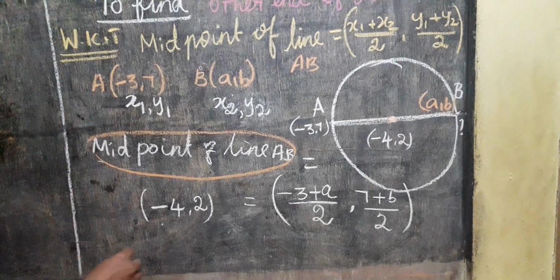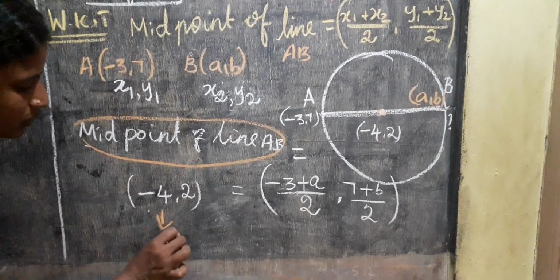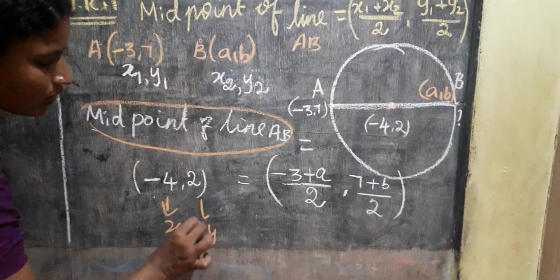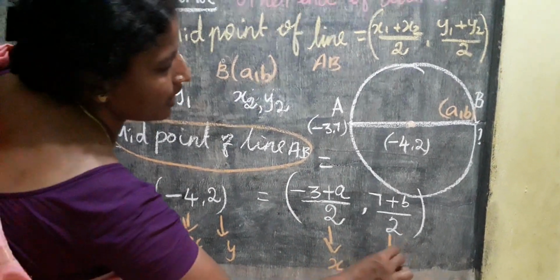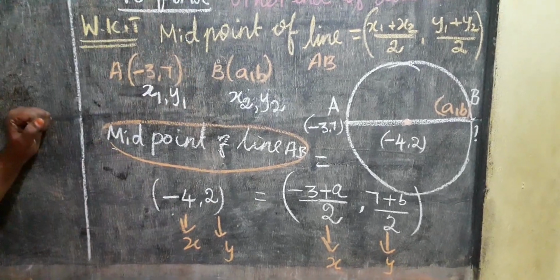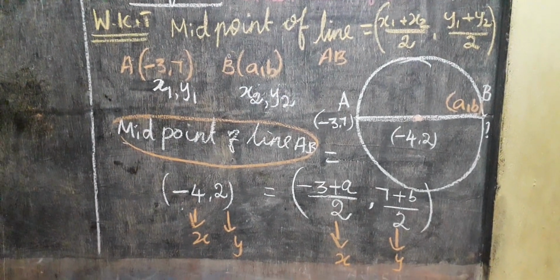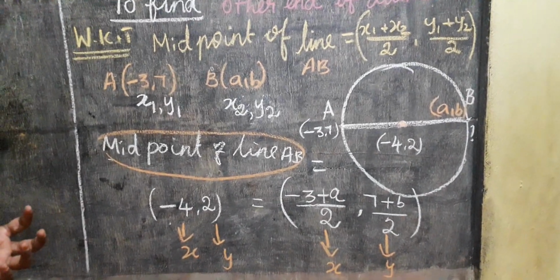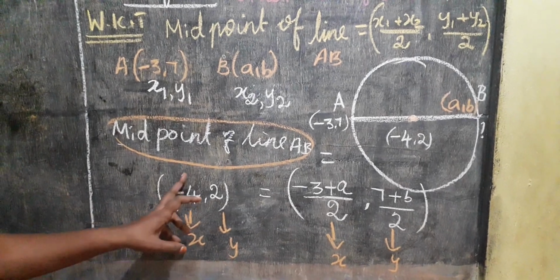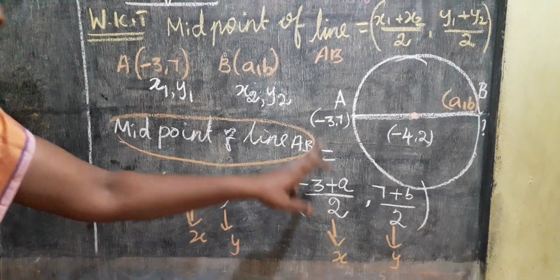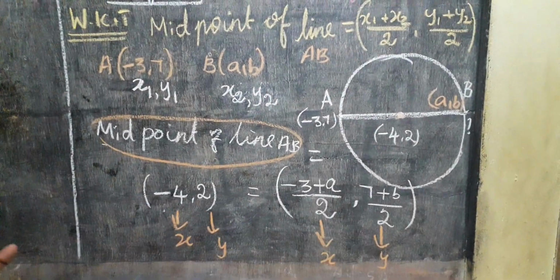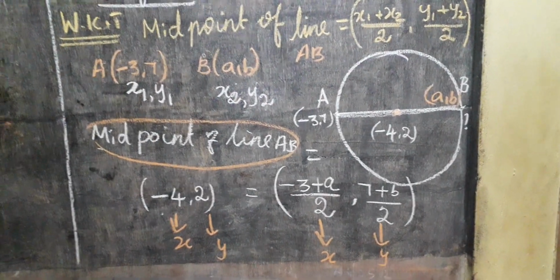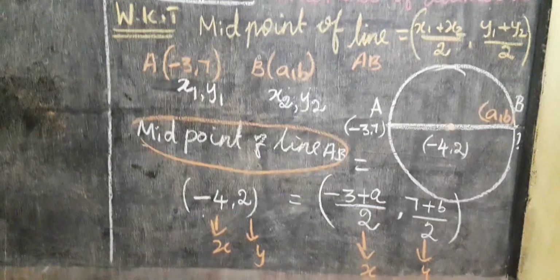So we consider this is the x coordinate, this is the y coordinate. This also, the first value is the x coordinate, the second value is the y coordinate. Okay, clear? So now we have to compare the x value to x value, y value to y value. Okay, shall we do it now? Can you understand? Okay. What is the x value?